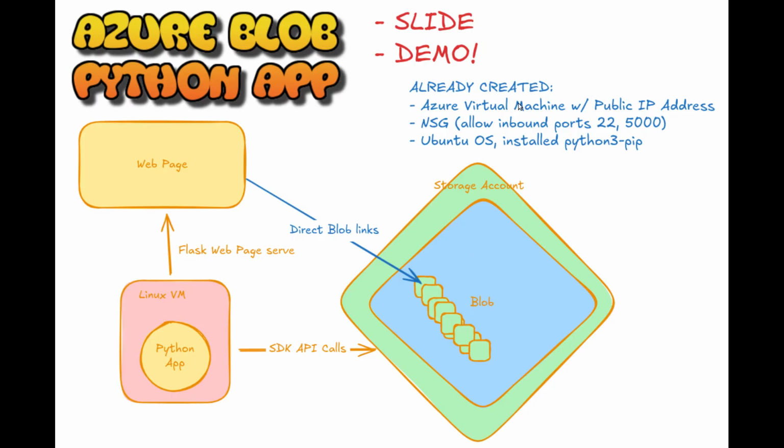Now what I've already done, I've created an Azure VM with a public IP address, and this is like the firewall type, well, not firewall, but kind of like an old school firewall, NSG, Network Security Group. I've allowed inbound ports 22 because we have to SSH into the machine, and also port 5000. This is a hint, we're going to be serving the website on this port because we're using Flask. Could change the port number, but whatever. It's got the Ubuntu OS, and I've installed Python 3 pip because we need to install some packages. So let's go take a look.